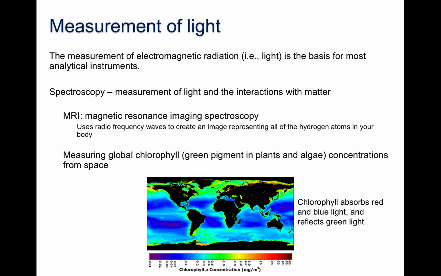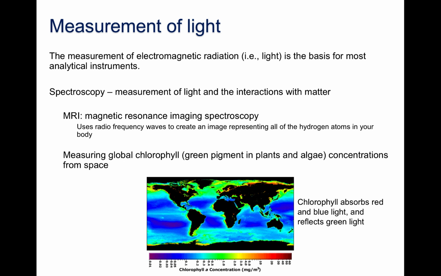A couple of examples of spectroscopy or its applications: one would be an MRI machine, magnetic resonance imaging spectroscopy. That is used in the health field, which uses radio waves to create an image representing all of the hydrogen atoms in a person's body. If you're unfamiliar with how many hydrogen atoms are in your body, pretty much every biomolecule that you're made of contains hydrogen. So your proteins, your amino acids, your sugars, your fats, all of those have hydrogen in them. And so it's useful to have an instrument that can make a picture of all of your hydrogen atoms, and it can give you an idea of certain regions of the body and what's going on there.